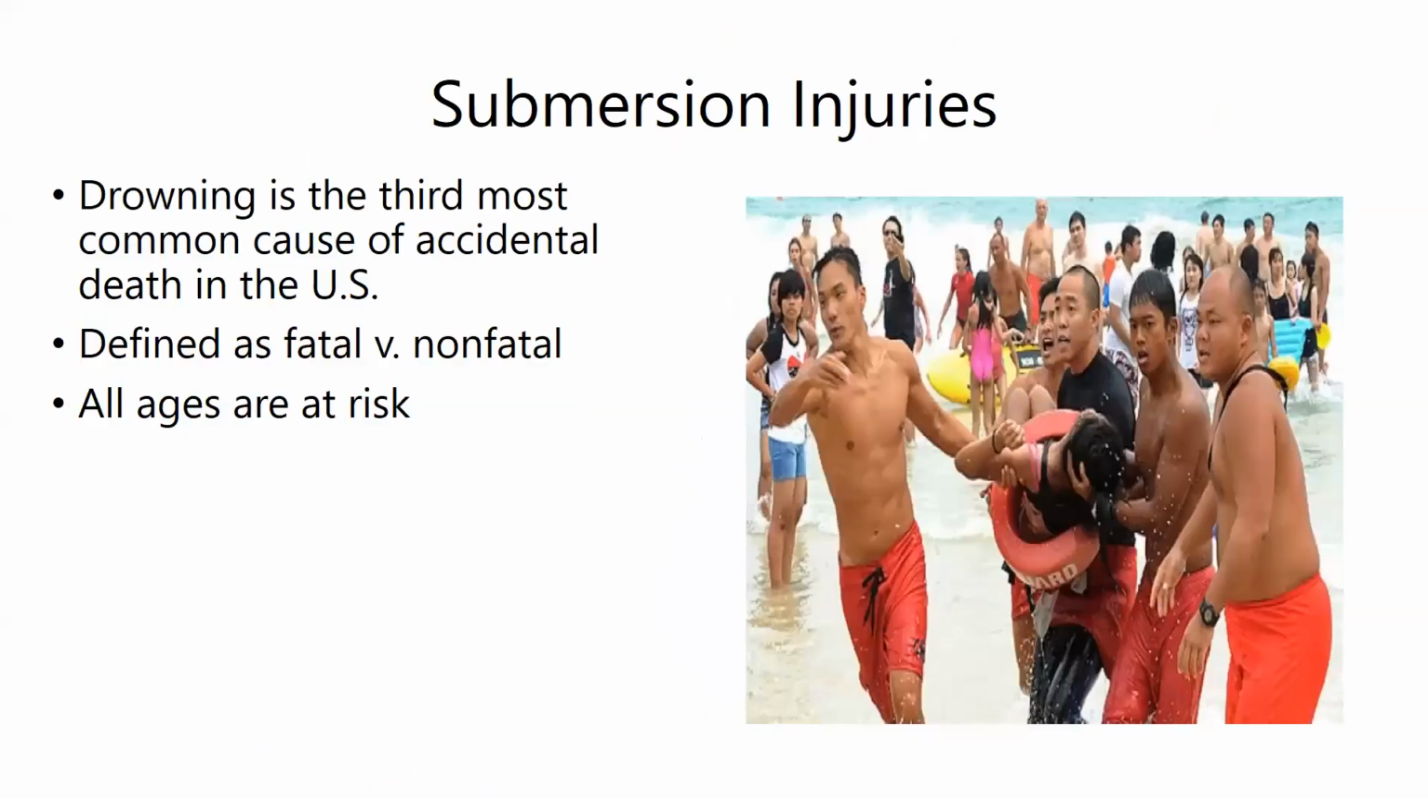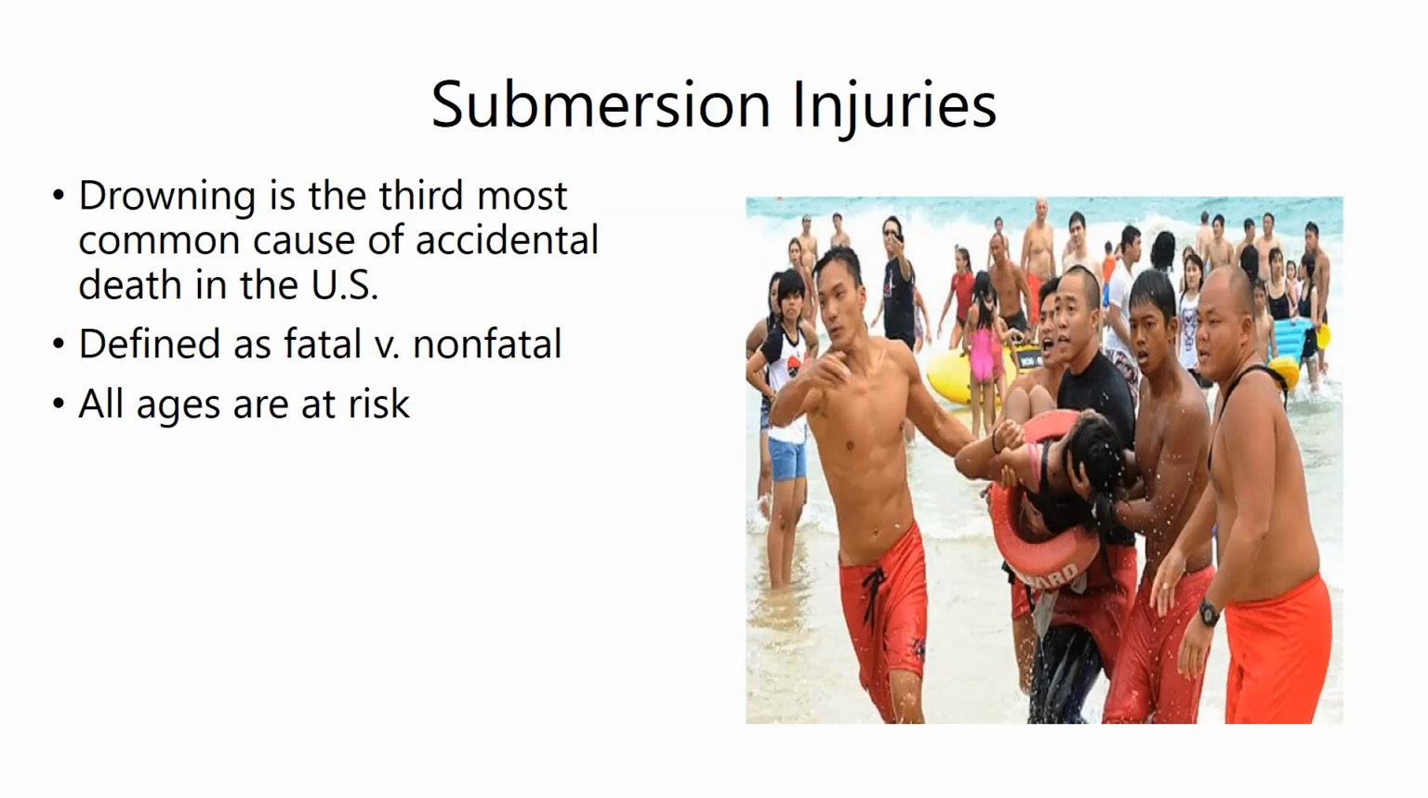Drownings, submersion injuries. Drowning is the third most common cause of accidental death in the United States. It's defined as either fatal or non-fatal. All people, all ages are at risk. What's the difference between submersion and immersion? Submersion is head and body. Immersion is just the head. Fatal being death. Non-fatal is rescued at some point. No morbidity, no respiratory impairment. Morbidity is respiratory impairment in the non-fatal category.